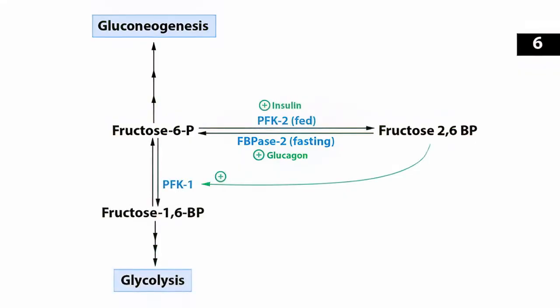Now, there's one cool little wrinkle that may just blow your mind. PFK2 and FBPase2 are both part of the same enzyme complex. It's one enzyme with two separate functional domains. And whether or not the enzyme is phosphorylated determines which domain is active. And it's the presence or absence of glucagon and insulin that determine which functional domain is operational.